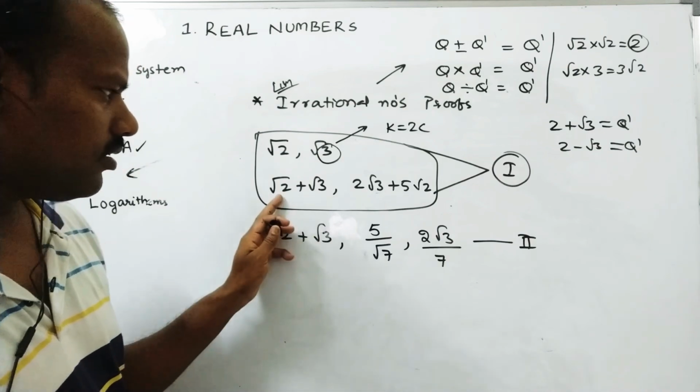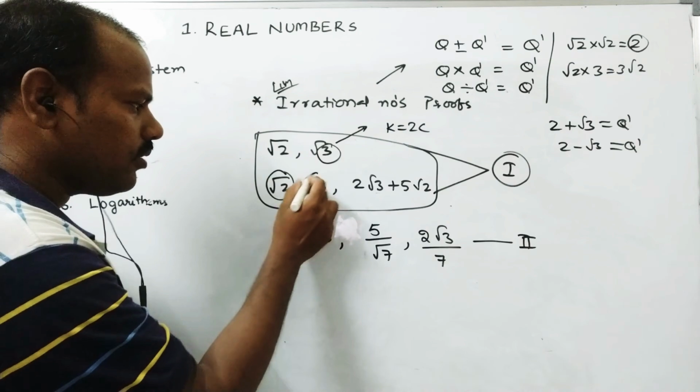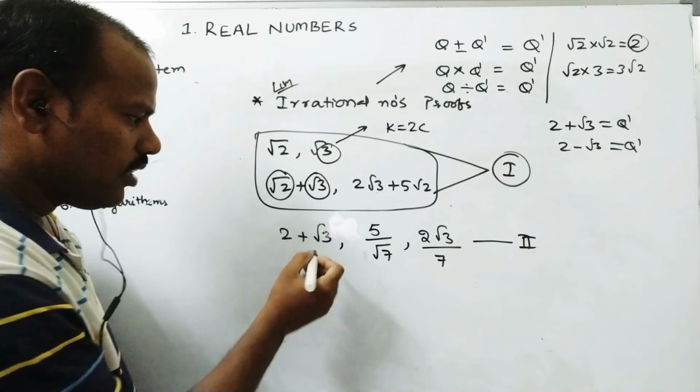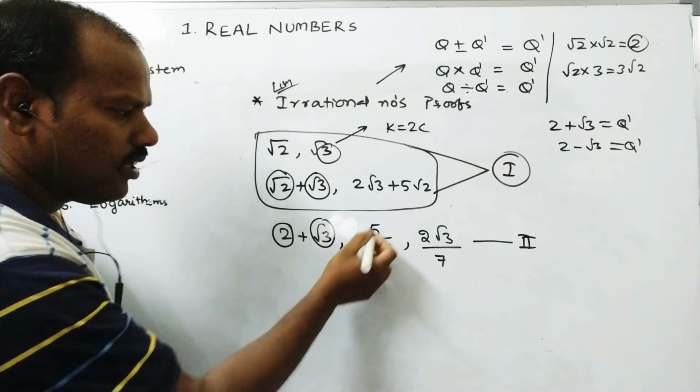And here directly you also need to apply squaring on both sides, because the given numbers are a combination of irrational numbers. But the second type is where one is rational and the other one is irrational.